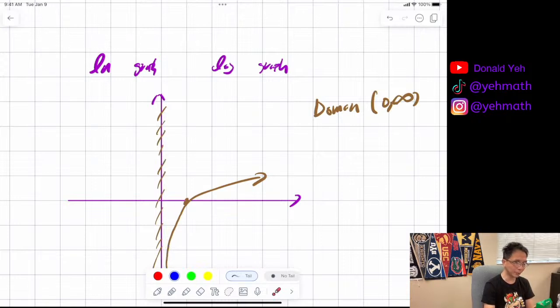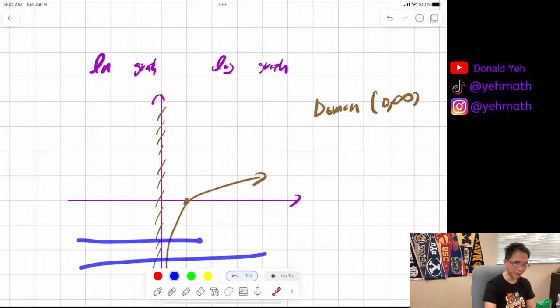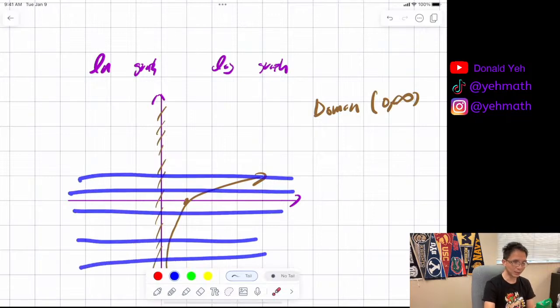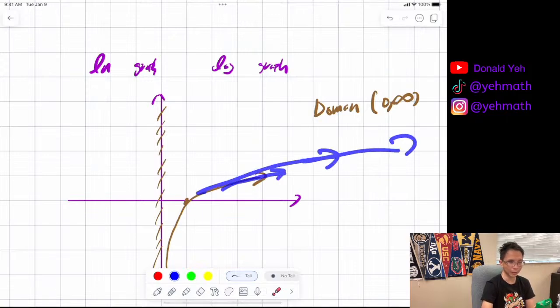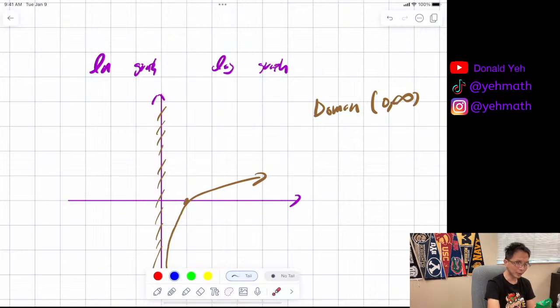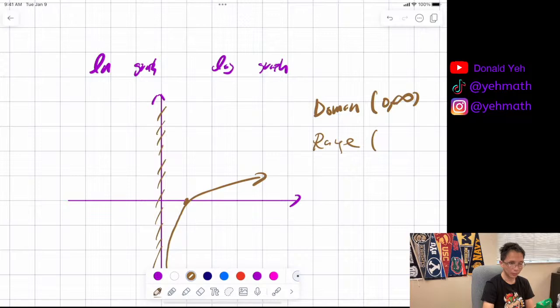Now, if you look at the range, it's going to scan this way. It's going to be negative infinity to infinity because this line is still going up. It's still going to go infinitely high. Even though it seems like it stops at 1, it keeps on going, getting higher and higher. So the range is going to be from negative infinity to infinity. That's the range. Is this an even or odd function? Well, this is neither.